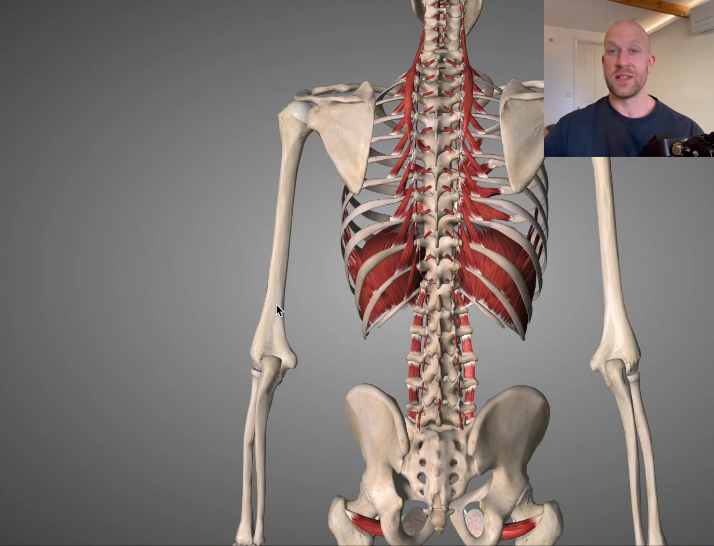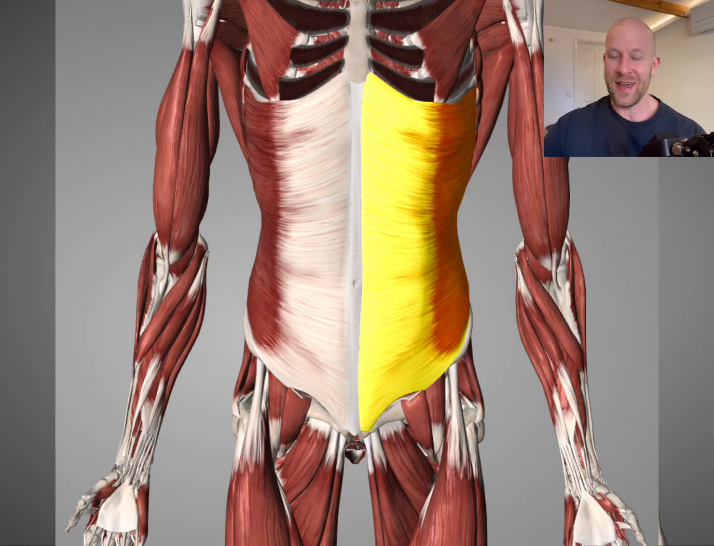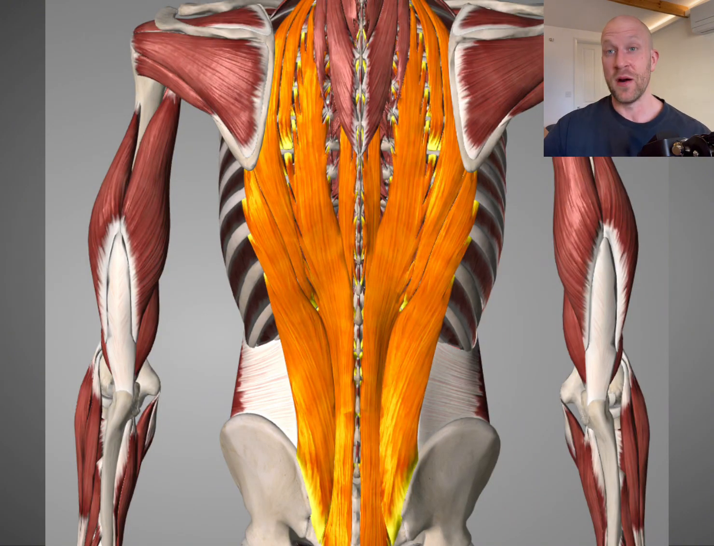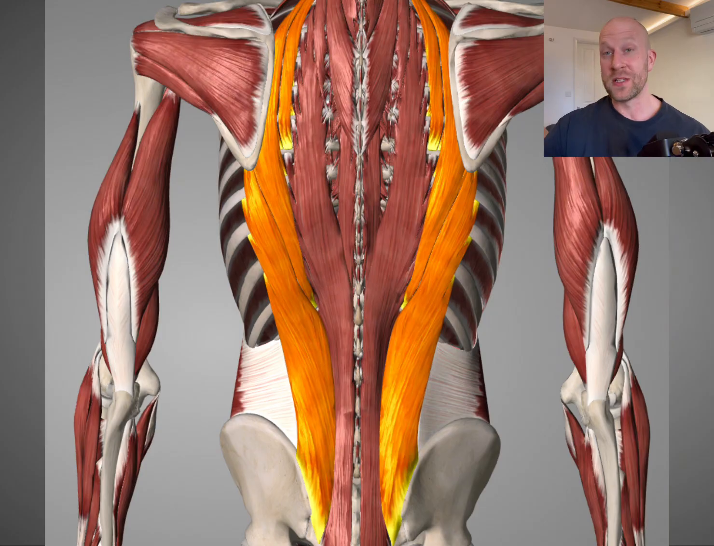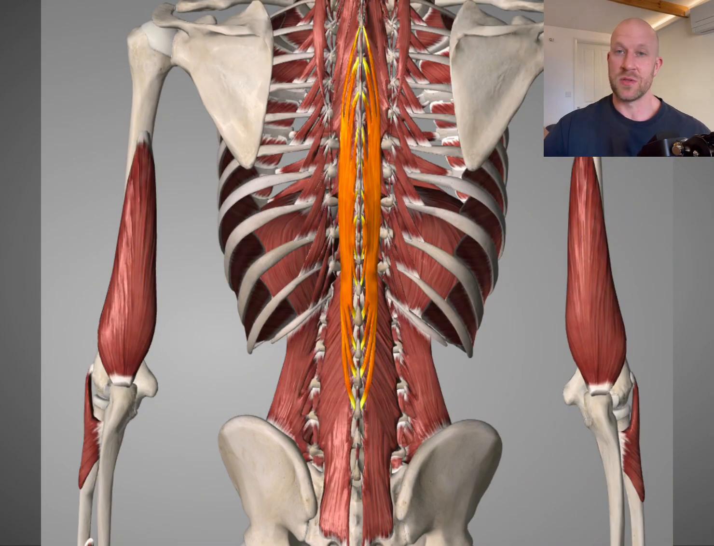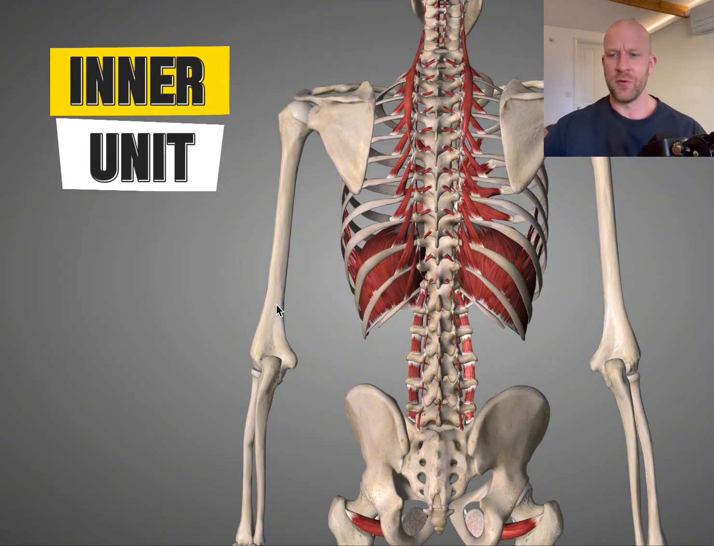So just to summarize there, the 3 layers before we move on, we've got the outer unit. So we've got the abdominals: external oblique, internal oblique, and rectus abdominis. We've got the erector spinae as part of that group as well, which are the iliocostalis, longissimus, and spinalis muscles. We've also got the fascial slings in that layer as well.